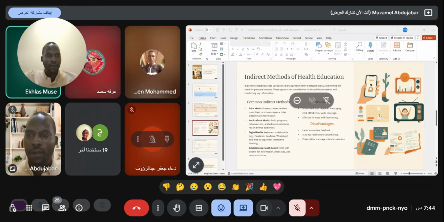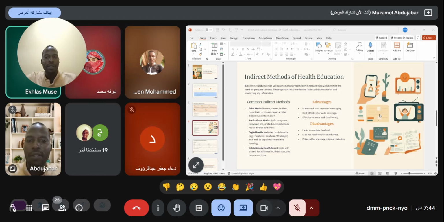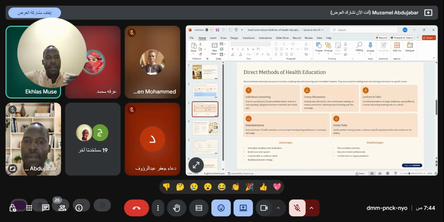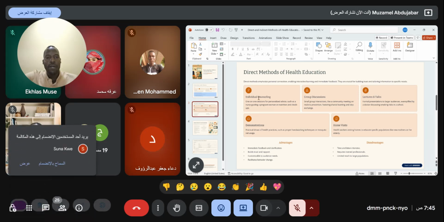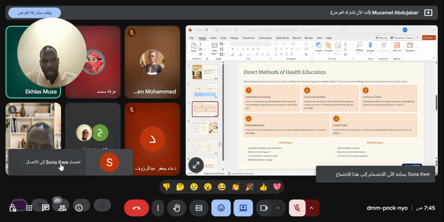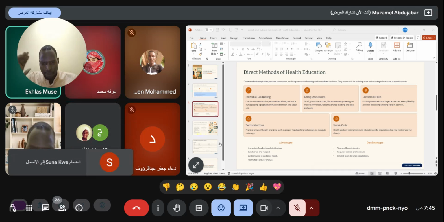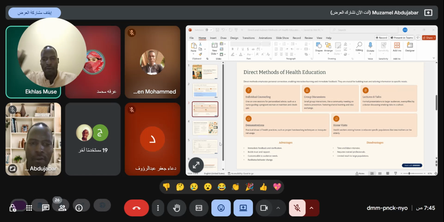Now we have finished the slide of the direct method of health education. As I mentioned, the direct method sends the message face to face. We mentioned there are five ways of the direct method of health education. One of them is individual counseling, as we discussed. Secondly, group discussion. Third is lecturing. Fourth is the demonstration. And the last one is home visiting.